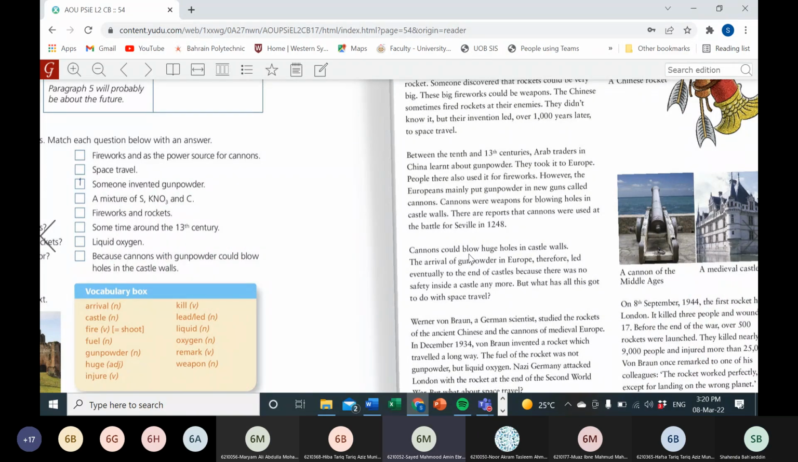Werner von Braun, a German scientist, studied the rockets of the ancient Chinese and the cannons of medieval Europe. Okay, shukran. Thank you. Let us see who else can read.